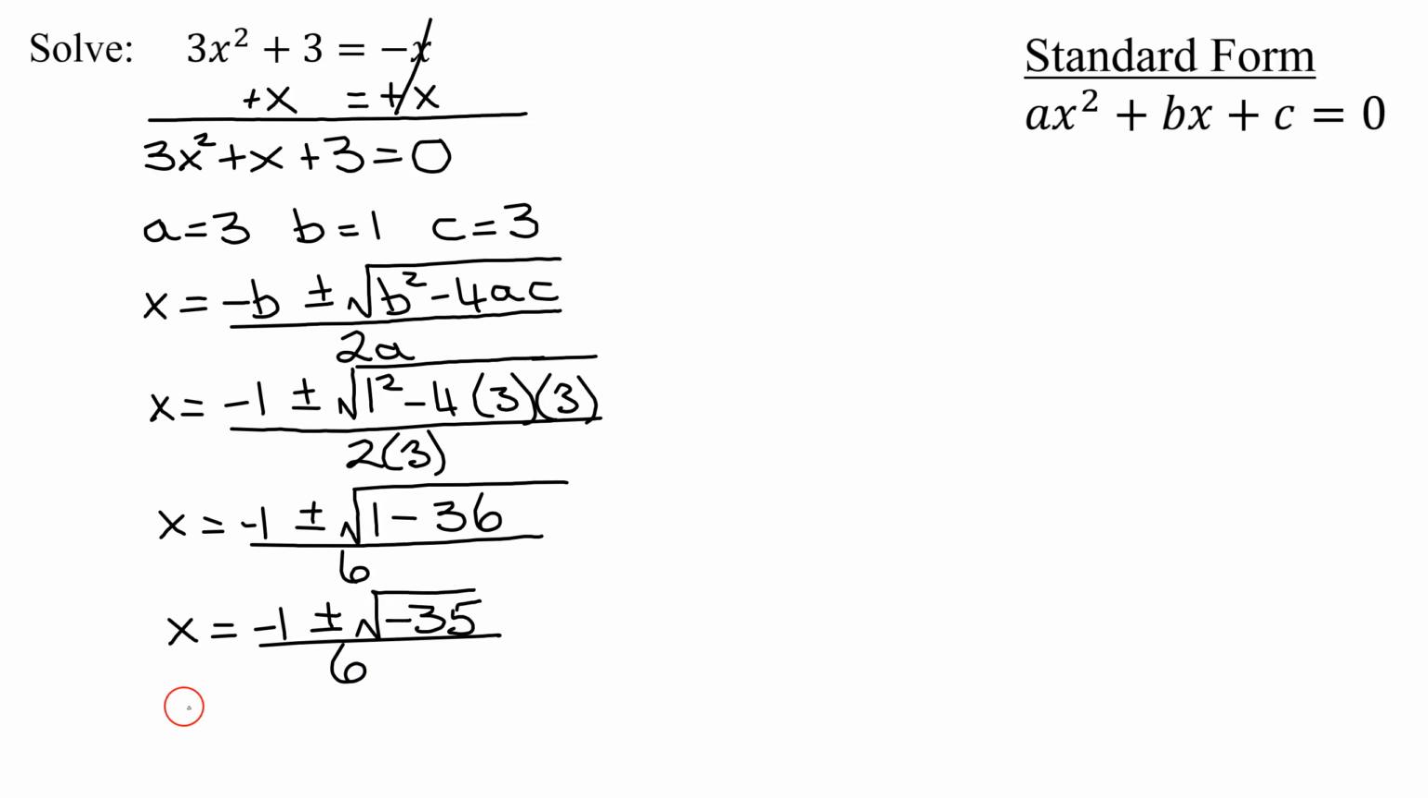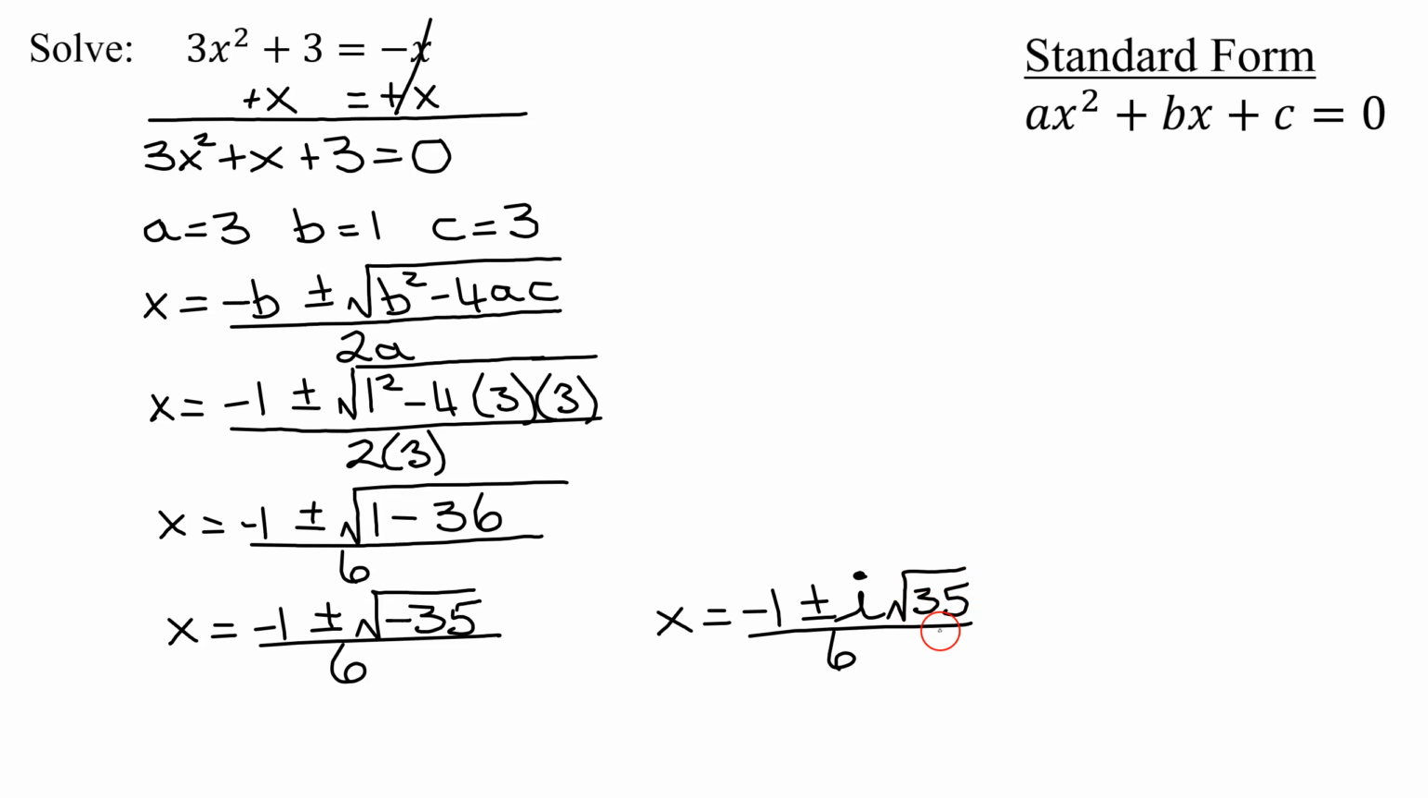So can I simplify this anymore? Yes, we never leave a negative underneath the square root. So I know that x equals negative 1 plus or minus. We take the square root of negative 1 out of the radical, and so it's going to become i times the square root of positive 35, all divided by 6.